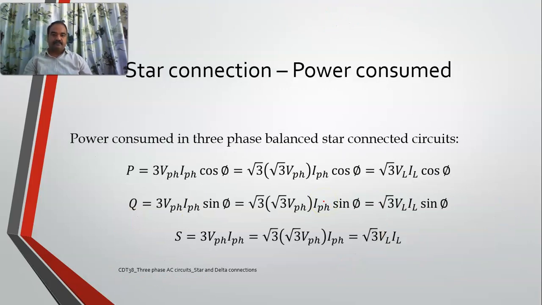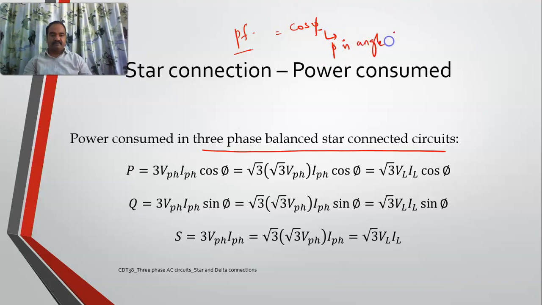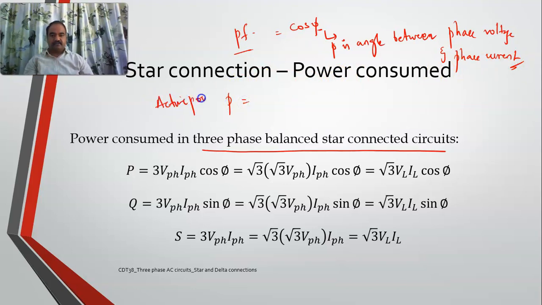Okay. Now, what is the power consumed? See, the power consumed in three-phase balanced star connected circuits. Now I do have cos phi, which I call the power factor. Try to remember, it is the angle between phase voltage and phase current only. Angle between phase voltage and phase current. Now what is P? P, I call it active power.